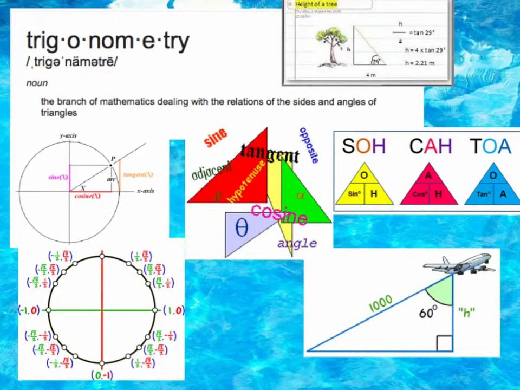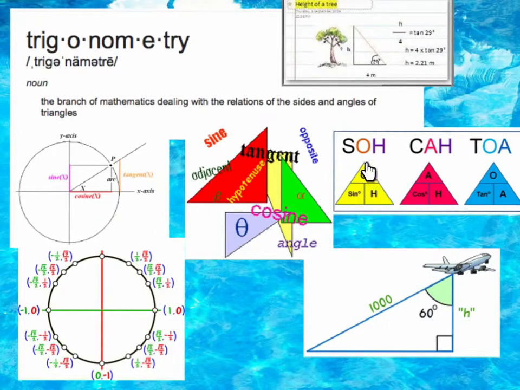Let's first figure out what trigonometry is. This is the definition that I looked up on Google. Trigonometry is a noun, and it's the branch of mathematics dealing with the relations of the sides and angles of triangles. For these two pictures here, this is a more advanced application of trigonometry, involving the unit circle. This is what you really cover in Algebra 2. But for geometry, we're looking at this section.